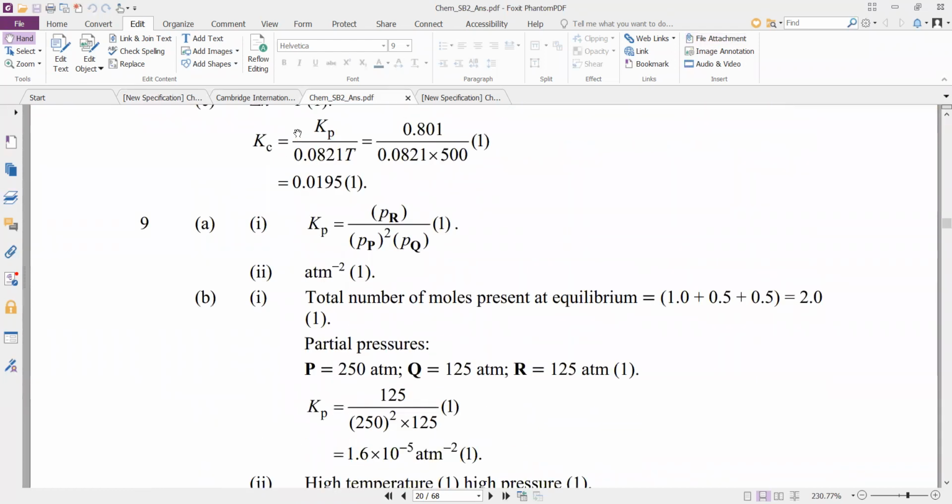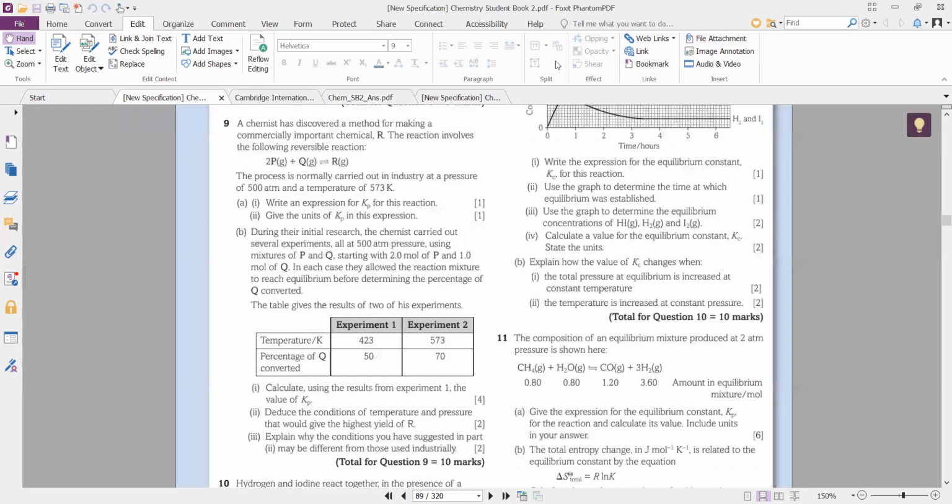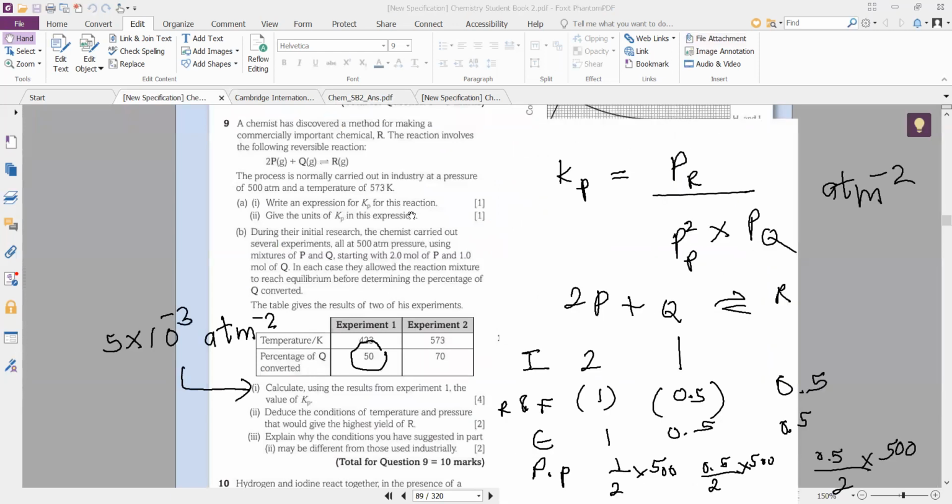Yeah, 1.6 into 10 to the power minus 5. Now they said 50% of Q reacted. 50% means 0.5 reacted. So the Q stoichiometry is 1, P is 2. So P is 0.5 into 2.